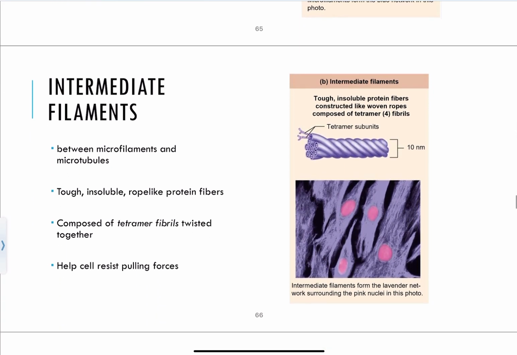Our next one is intermediate filaments. They're not really composed of something specific that you need to know, like our microfilaments were composed of actin. Just kind of understand that they form this basically rope-like structure, and this rope-like structure that they form is going to help the cell resist the pulling forces that it's constantly being exposed to, especially if we're talking about areas of our epithelial cells that make up our skin.